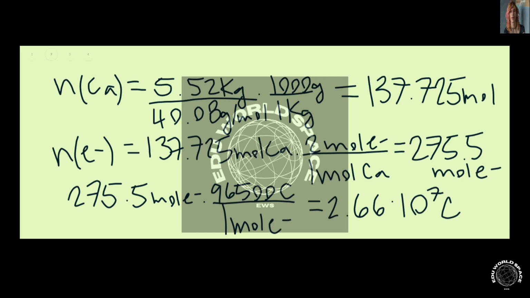And how can we convert that into a unit that will allow us to determine how many amperes of electricity we need to provide? So first we're going to convert moles of electrons to coulombs. So 1 mole of electrons is equal to 96,500 coulombs. So that gives us 2.66 times 10 to the 7th coulombs.